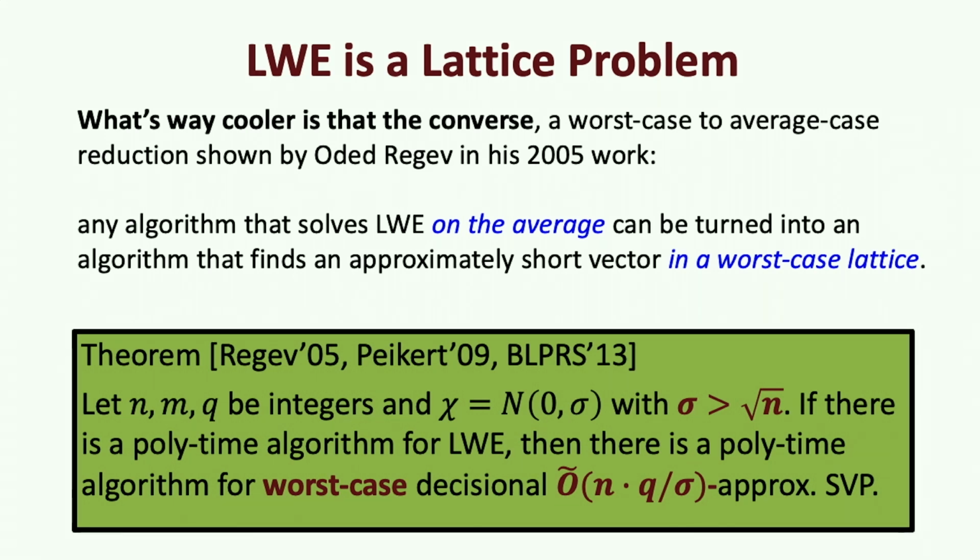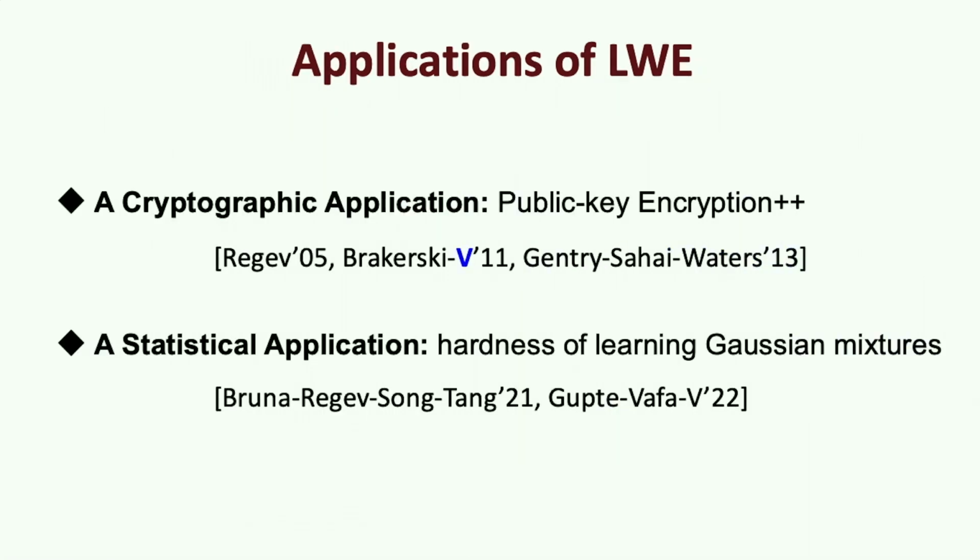All right, so this is Oded's worst case to average case reduction. What it says is that if you just want to forget most things and take the most significant bit out of it, if you solve LWE with modulus Q and noise sigma, what you get is a shortest vector algorithm with approximation factor Q over sigma. So what matters really is the signal to noise ratio in this reduction, up to a factor of n, but never mind. Let me move on and tell you about 2 applications of LWE.